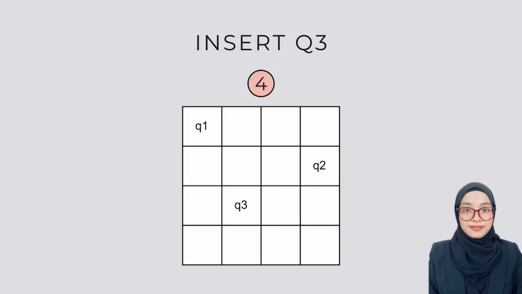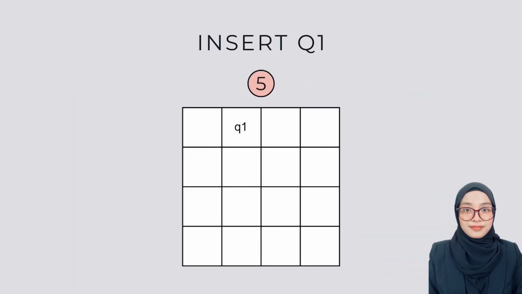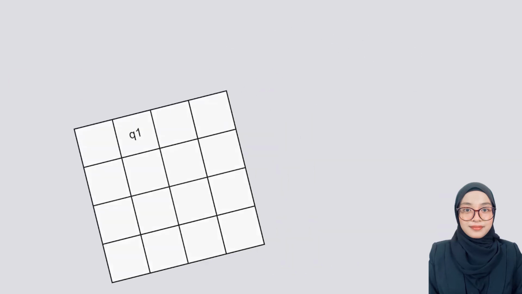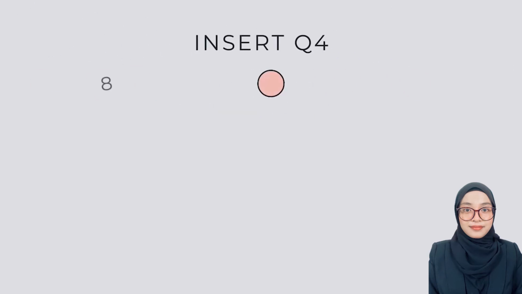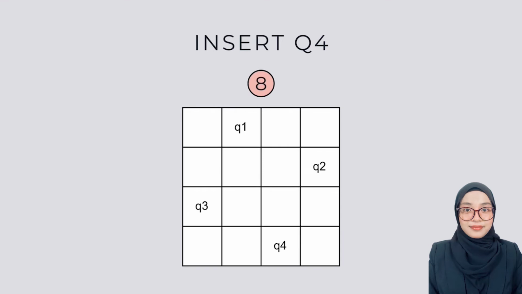So what is backtracking actually? We go back to the very first step, which is inserting Q1. So we take another option in inserting Q1, which is at row 1, column 2. And then we insert Q2 at row 2, column 4, because this is the suitable place to insert Q2. Next, inserting Q3 at row 3, column 1. And then lastly, we can insert Q4, which is at row 4, column 3.